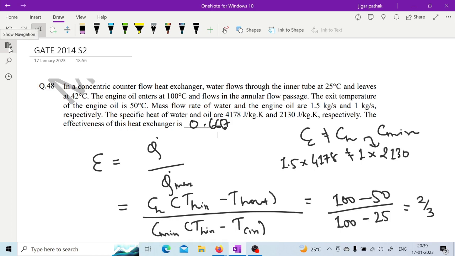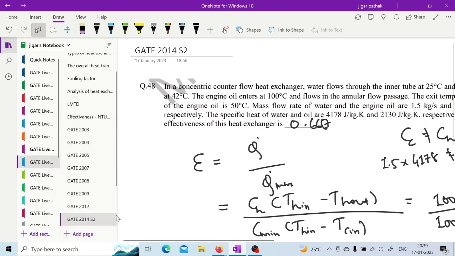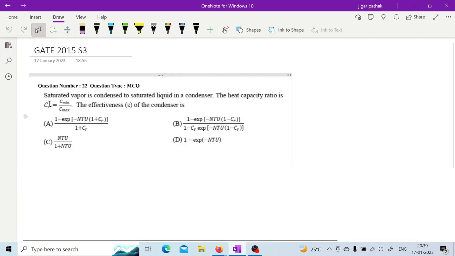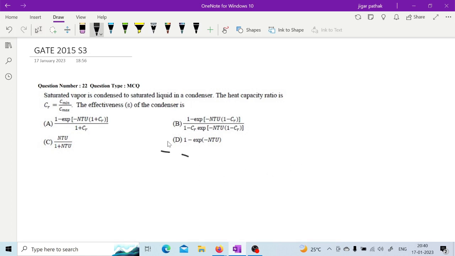Now if we go to the next one: saturated vapor is condensed to saturated liquid in a condenser. The heat capacity ratio is this. The effectiveness in the condenser, can anyone tell? D. Yes, correct. As we have already seen, this will be D.